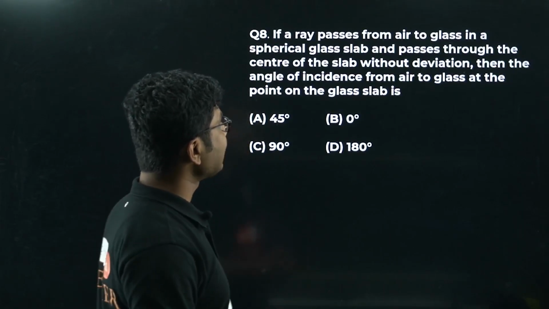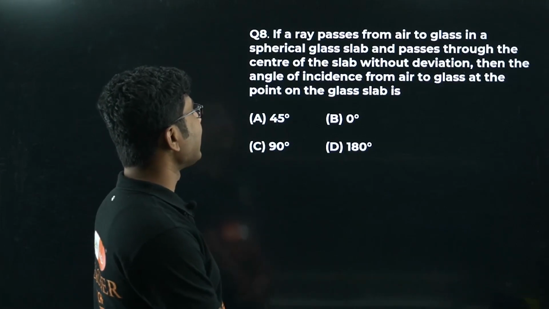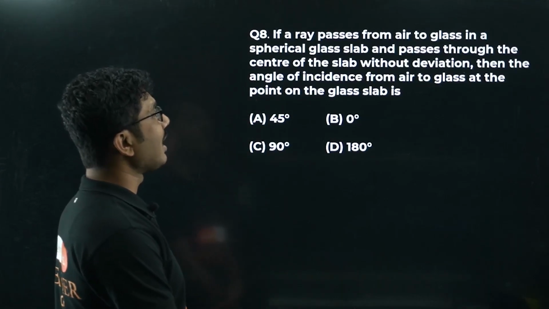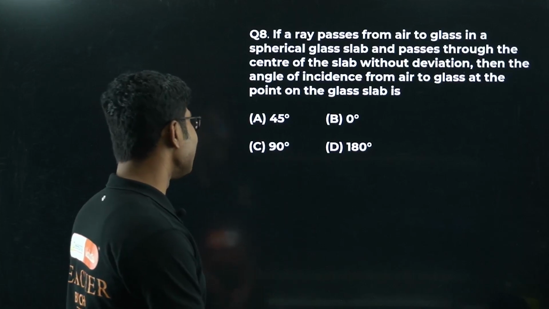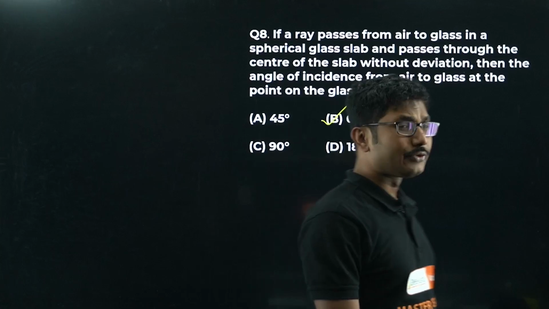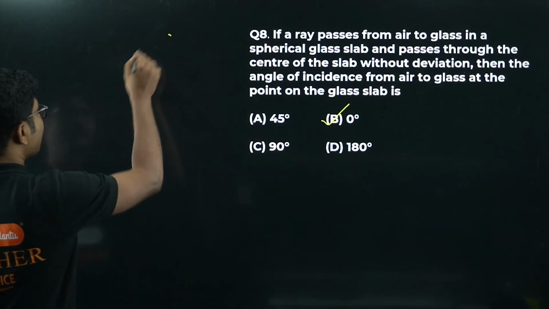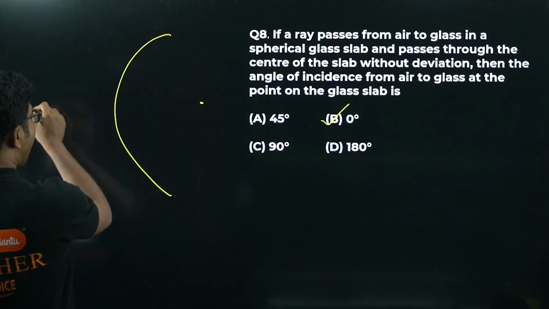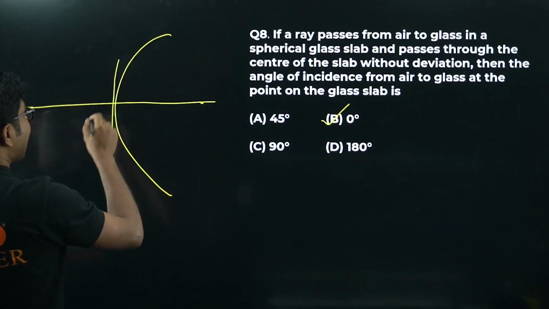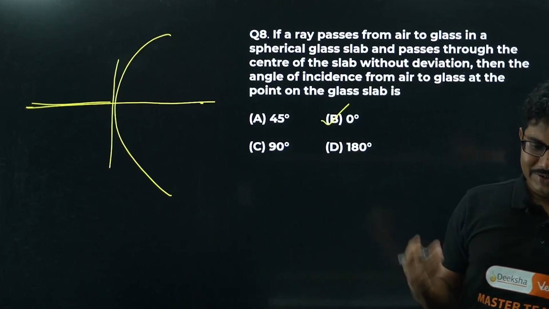If a ray passes from air to glass in a spherical glass slab and passes through the center of the slab without deviation, then the angle of incidence from the air to glass at the point of the glass slab is definitely 0. Passing through the center of the glass without any deviation means it is actually a normal incidence. Normal incidence means, suppose this is a spherical glass slab, this is the center, and if the ray of light is falling normally, that is, the angle of incidence is 0. Normal incidence means the angle of incidence is 0.